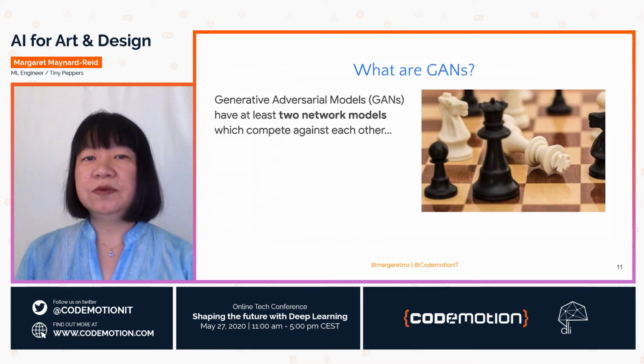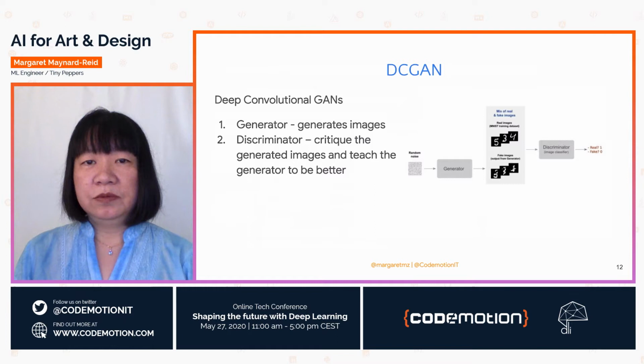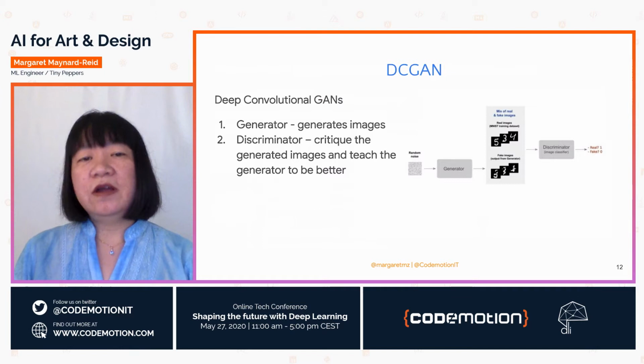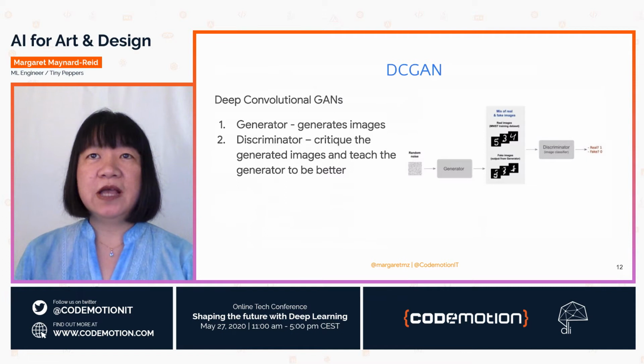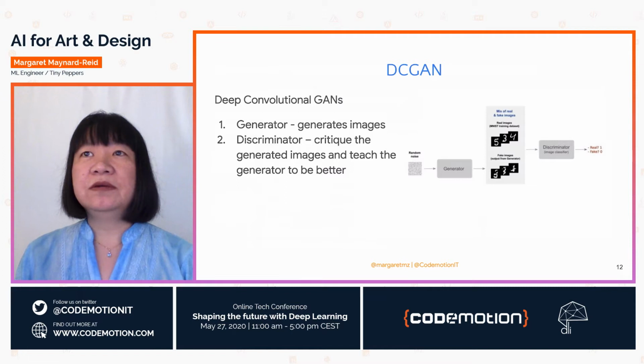Deep convolutional GANs, short for DCGAN, was one of the earliest types of GANs. The network uses random noise as the input, then it has a generator that generates images, and the discriminator critiques the generated images made by the generator, and as a result teaches the generator how to become better at creating these fake images. So we have random noise as input, and then the output are actually the images.